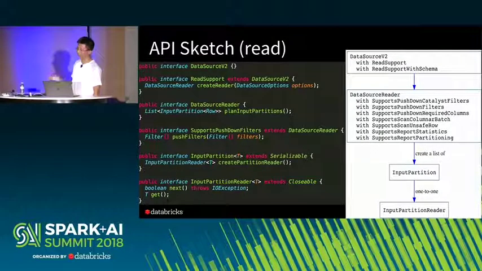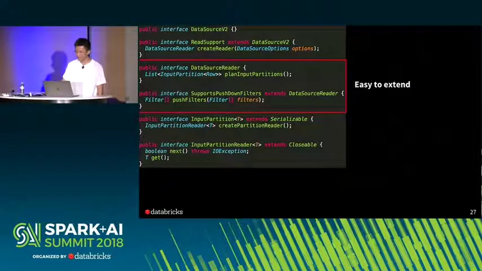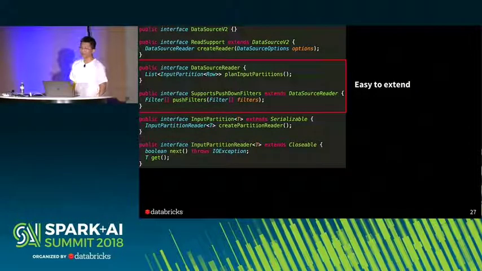The third level and the fourth level API are actually just to simulate the RDD. We want to get rid of the RDD API, so we designed something similar to the RDD interface. We have an API called input partition, which will be created by the data reader, and it will create a list of them to simulate a list of RDD partitions. Each input partition will have an interface to create an actual reader to return the data one by one. So input partition and input partition reader together simulate the RDD API in V1. And also, the V2 API is very easy to extend.